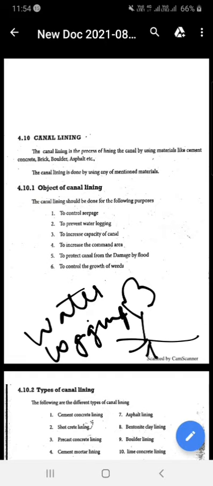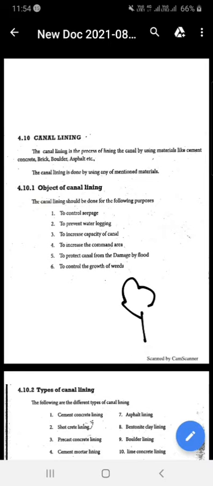So when our canal is flowing, if this kind of situation happens, in which the plant root systems are getting damaged, then it becomes a problem.